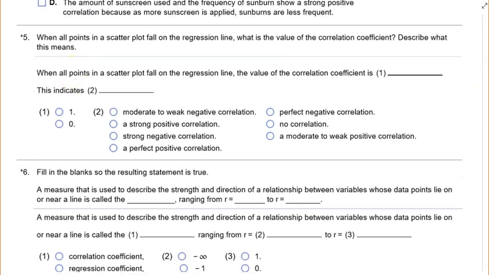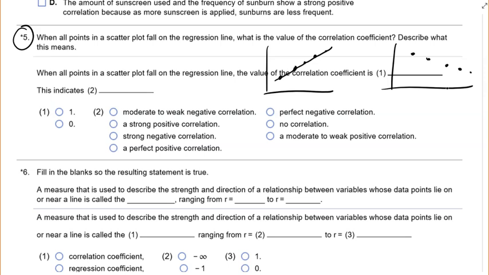Question number 5. When all points in a scatter plot fall on the regression line, what is the value of the correlation coefficient? Describe what it means. If all points fall on the line, for example, an upward line, or the other way around, a downward line, this is perfect positive, and this is perfect negative.